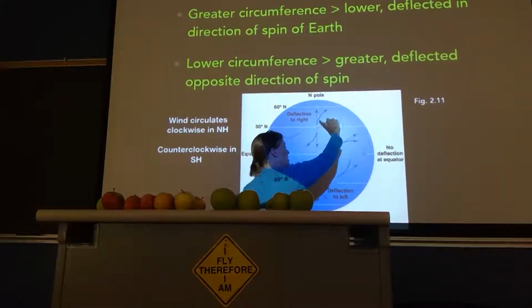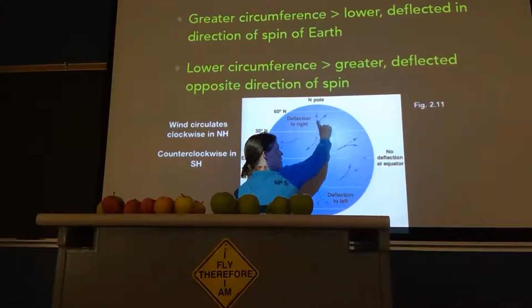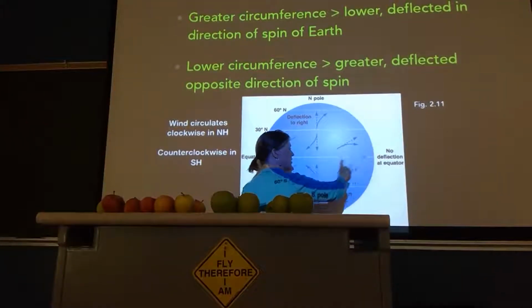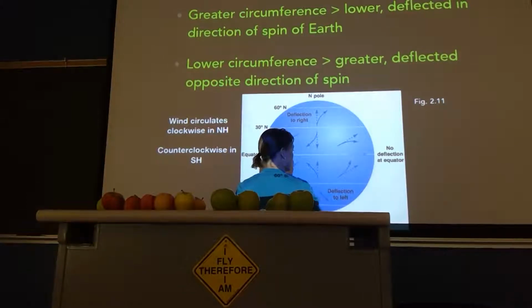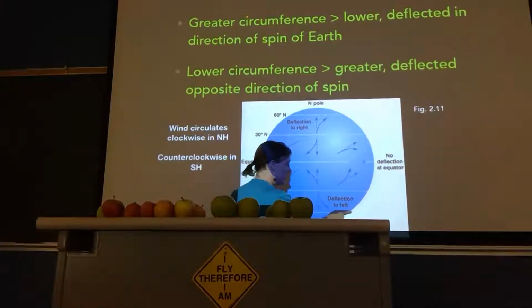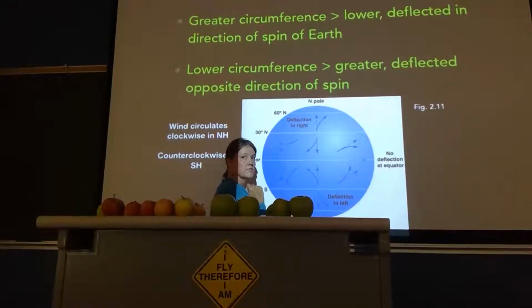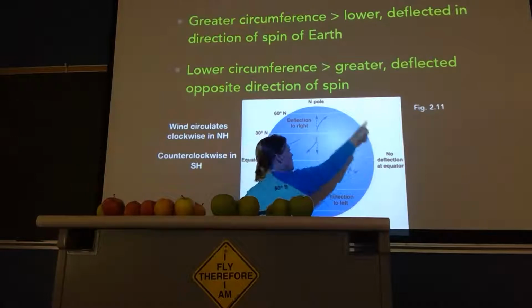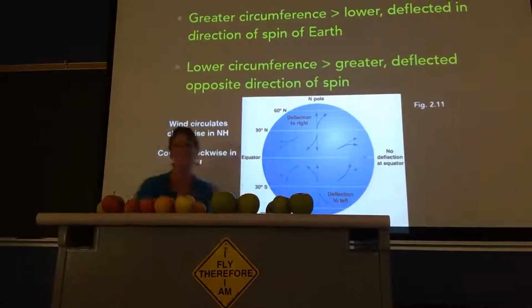And the wind and the ocean currents are going to move in a clockwise direction in the northern hemisphere. They're going to circulate like this. It's the opposite in the southern hemisphere. Things move counterclockwise in the southern hemisphere. They go down and then they go back around. Okay. Clockwise in the northern hemisphere, counterclockwise in the southern.